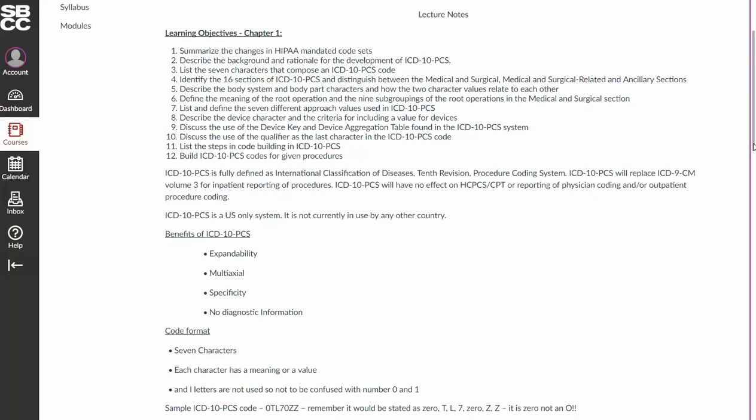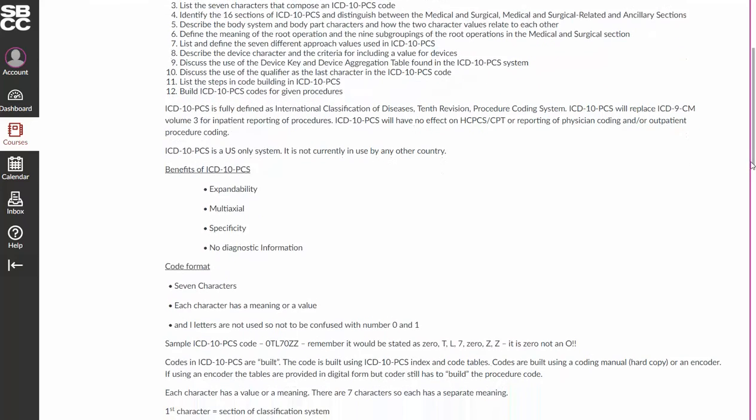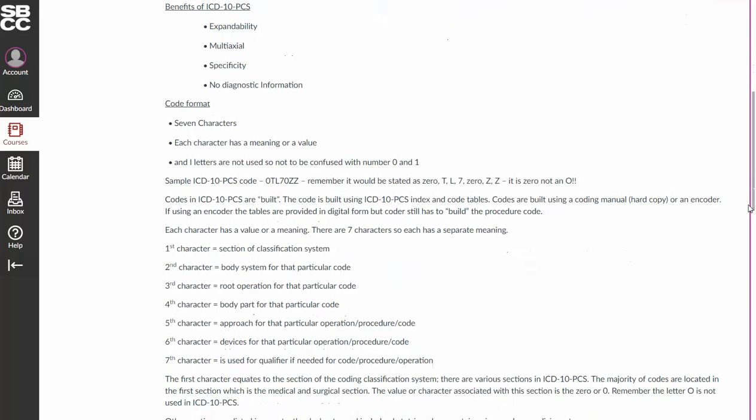In your textbook, you're given information on the history and the background of ICD-10 PCS and the benefits of this particular classification. Several things I wanted to point out, including the first one is the code format. ICD-10 PCS codes are 7 characters in length. They're alphanumeric. There is no decimal point, so when we look at a comparison between ICD-10 PCS and ICD-10 CM, in ICD-10 CM there is a decimal point, but there is no decimal point in our PCS codes.